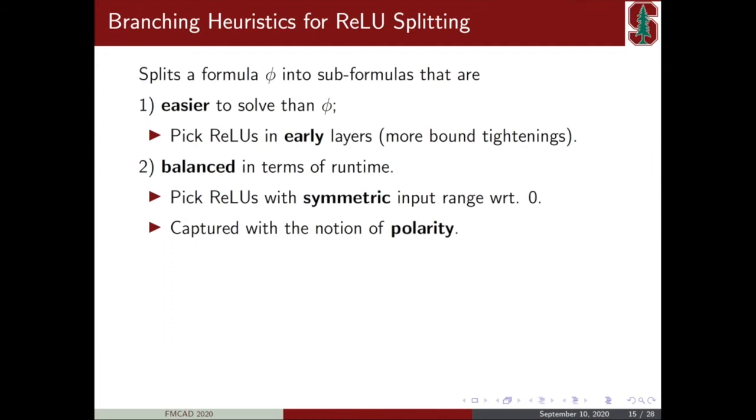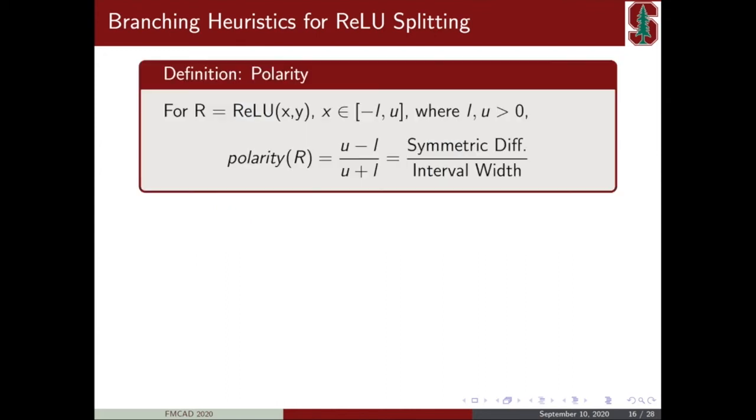We capture this idea of symmetry with respect to 0 using the notion of polarity. Given an unfixed ReLU R, where x is the input to the ReLU and is between negative L and U, we define the polarity of this ReLU as (U minus L) over (U plus L). The numerator denotes the symmetric difference of the positive interval and the negative interval, and the denominator denotes the width of the interval.